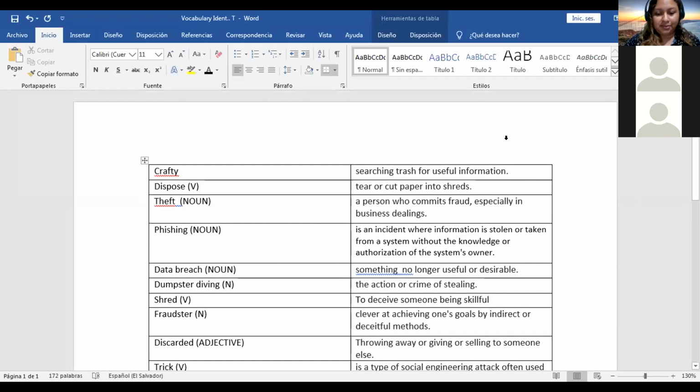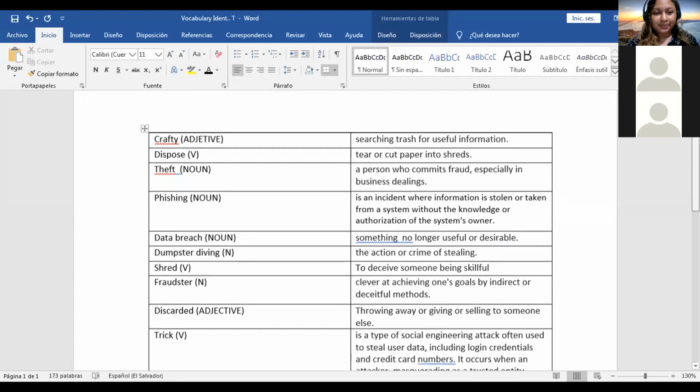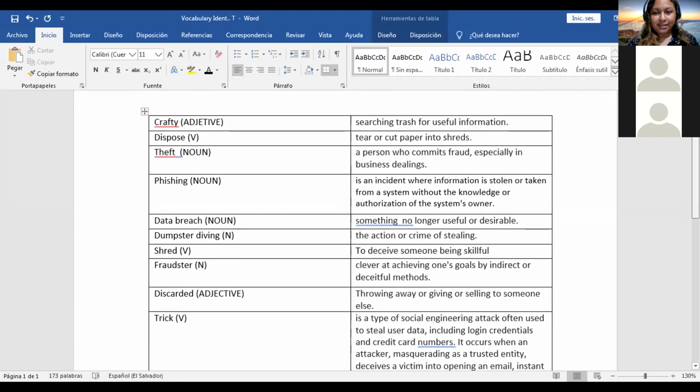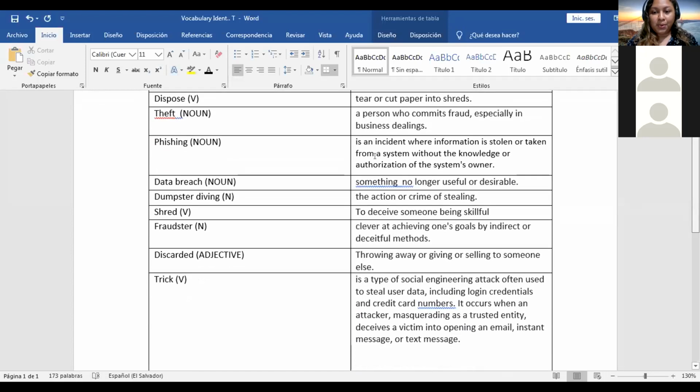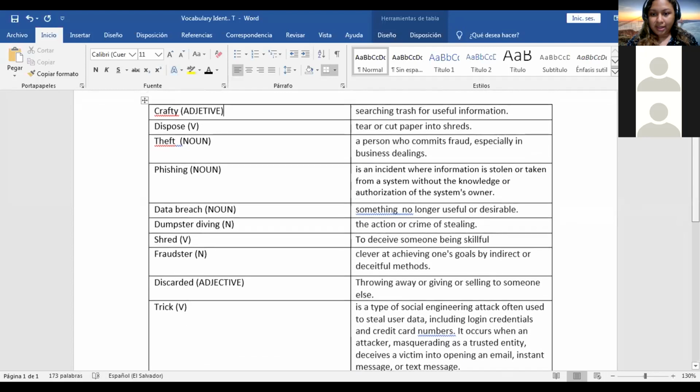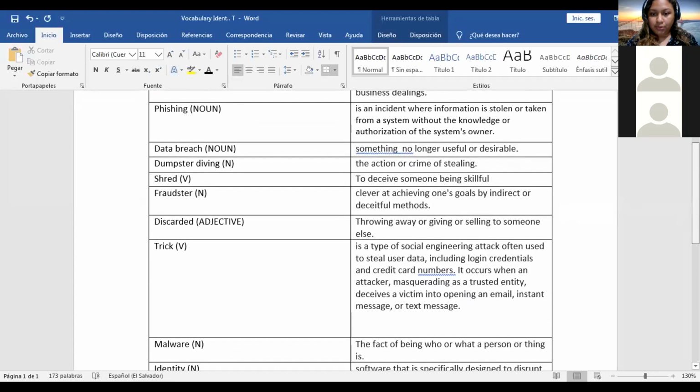Now, crafty. I think this was the most difficult one. What does the word crafty mean? Clever at achieving one's goals by indirect or deceitful methods.